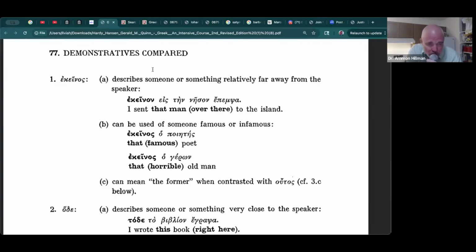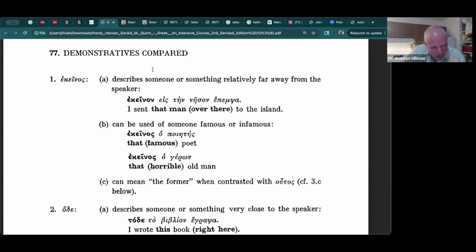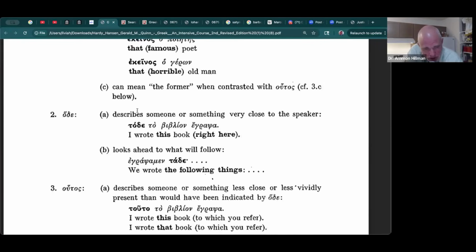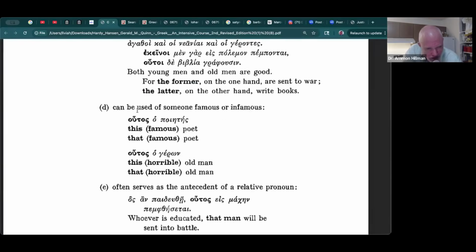Versus up close versus really up close. I mean, right here and to which you refer. Good. That horrible man. Ekeinos, that horrible. That guy. Right? That old dude, like he's a pedo or something, right? Ekeinos, just with that demonstrative pronoun slash adjective, whatever. Describes someone or something good. Just look over the chart.